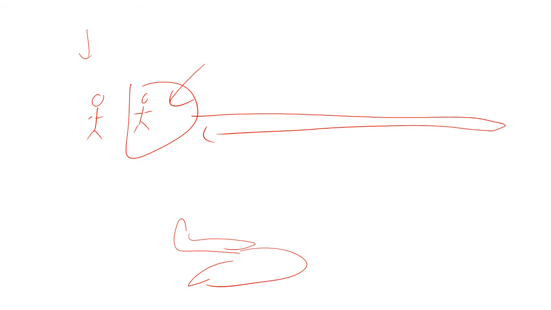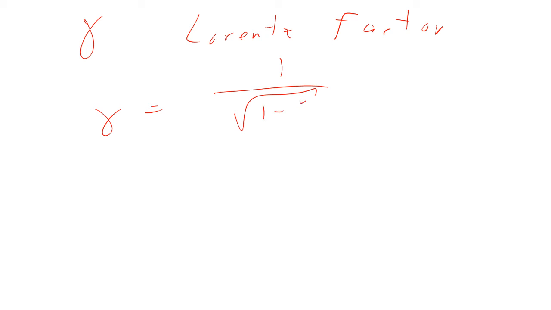This is actually a big enough effect that if it's not compensated for, your GPS will not read the correct position, because the time will be off compared with the time that's happening in the satellites, which are orbiting the Earth at much higher velocity. Now, gamma is called the Lorentz factor. Notice what happens when v equals c.